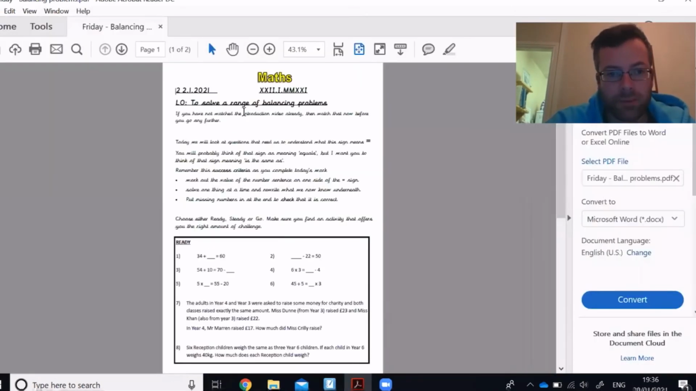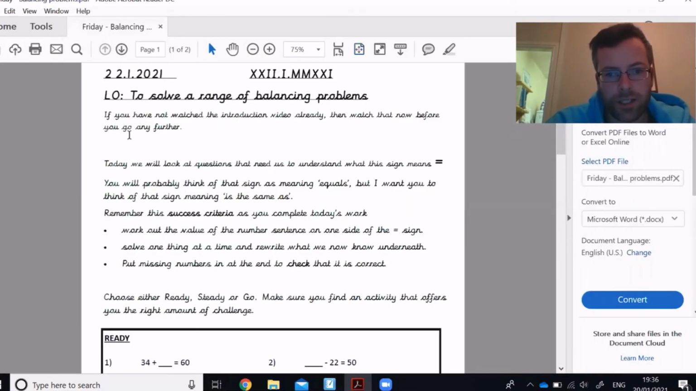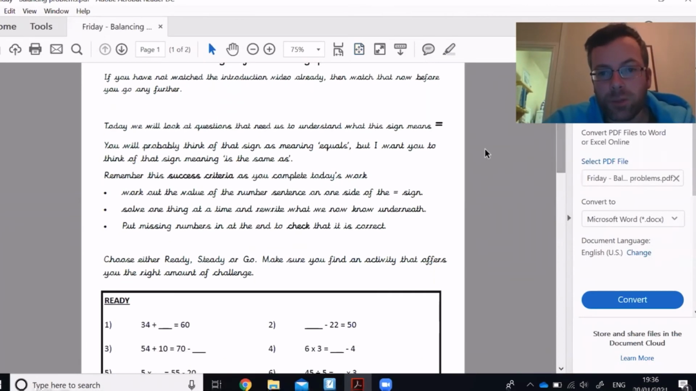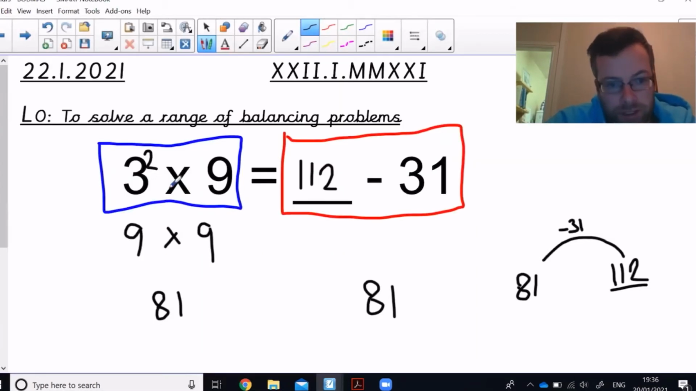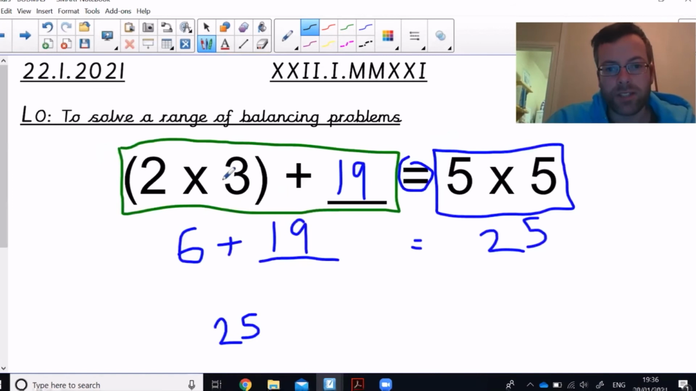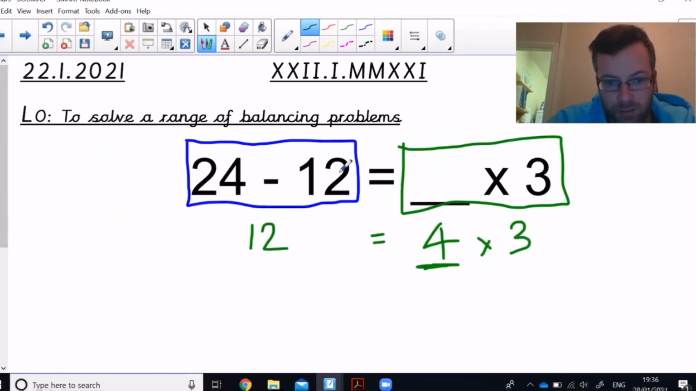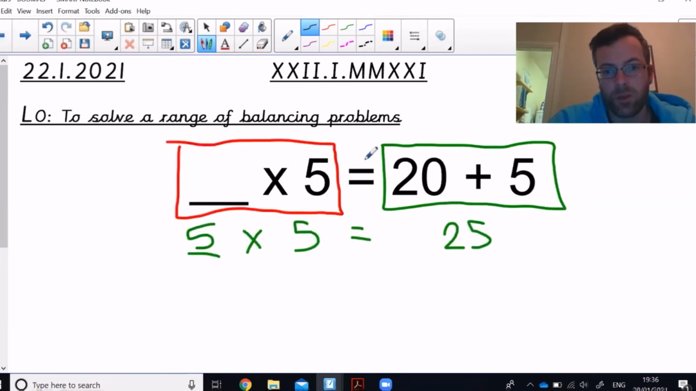So your task today on the sheet says, if you've not watched the video, well you have, because you're here. You look at questions to understand what this means, and it means that we want to think of "is the same as". Success criteria: work out the value of the number sentence on one side. When we go back to here, we worked out what it was on this side. We worked out what it was on this side. The side where there's no missing numbers is the one where you need to work it out. We worked out what was going on this side first, okay?